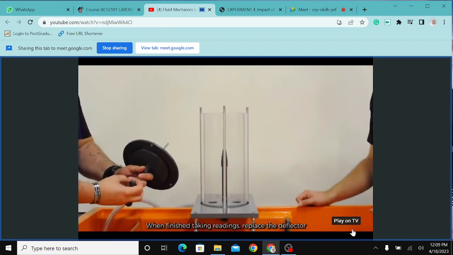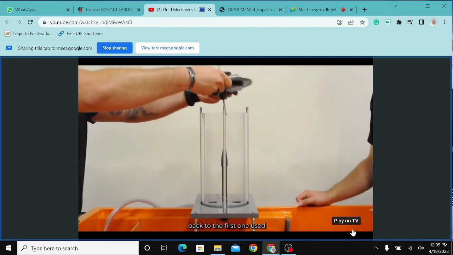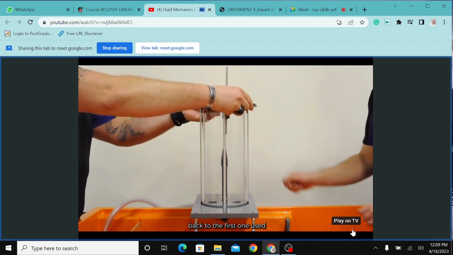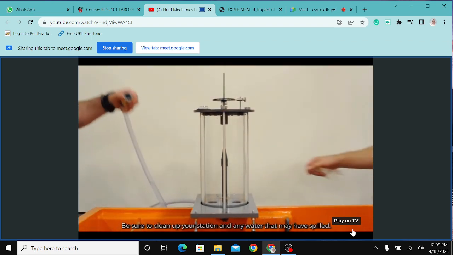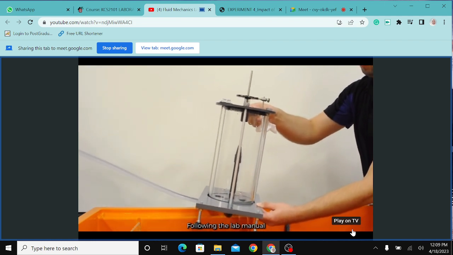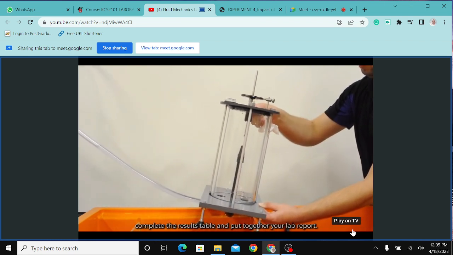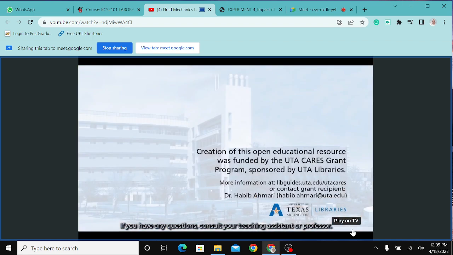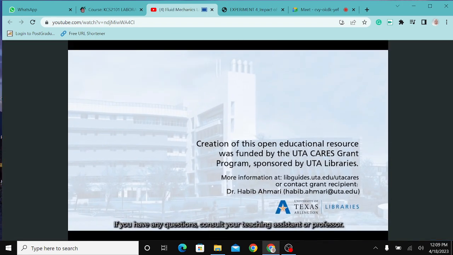When finished taking readings, replace the deflector back to the first one used. Be sure to clean up your station and any water that may have spilled. Following the lab manual, complete the results table and put together your lab report. If you have any questions, consult your teaching assistant or professor.